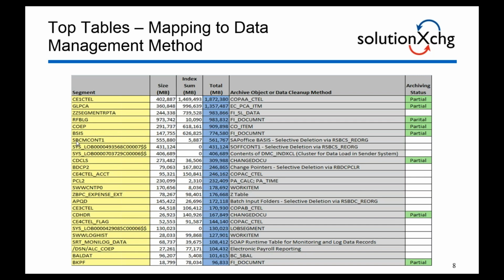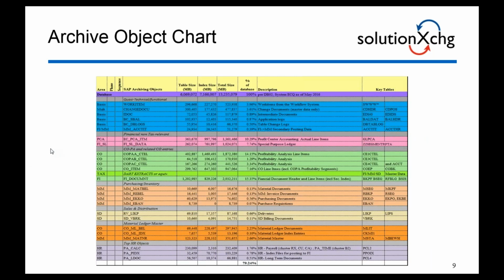If we look down, we have SAP Office tables. I'm sure most customers have a table out there where they're storing all their attachments within the SAP database, and those tables become quite large because you're storing all your attachments in the database itself. So we have the system LOB tables that have SAP Office data, etc., so they can get quite large in a system. This is just an example of a spreadsheet that gets created after the analysis.